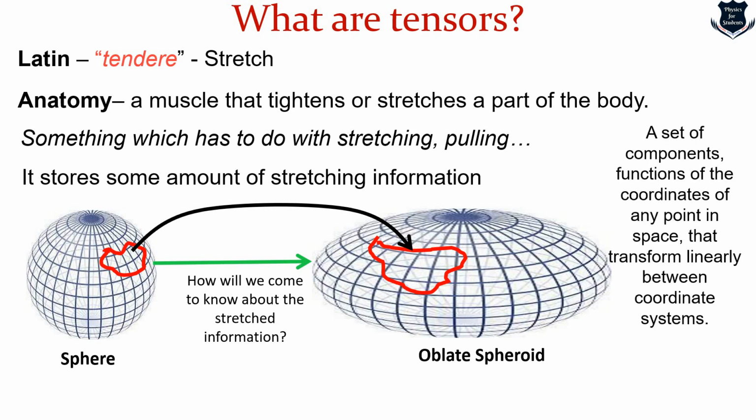Here is a mathematical definition. It can be called a set of components, functions in the coordinates of any point, which can be transformed linearly between coordinate systems. I understand that it is a very technical definition, but don't worry, we will make it easy as we look forward. What we have understood right now from the origin of the word is that it stores some amount of stretching information when the original component is being stretched.